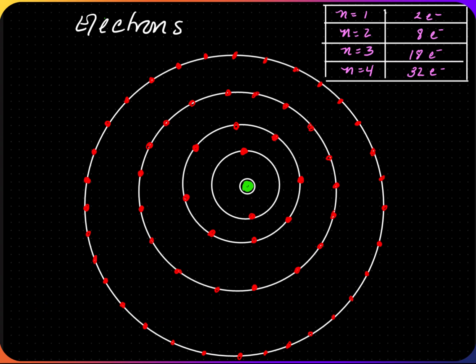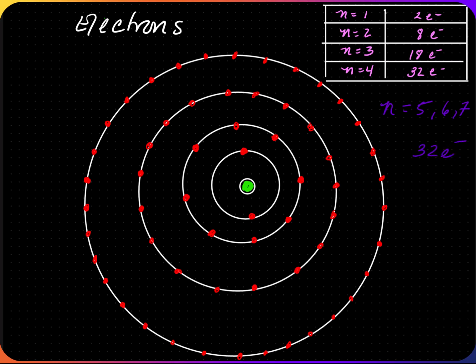If we look back at the Bohr model, if the green is the nucleus, the first ring is energy level 1, or n equals 1. There are 2 electrons maximum possible in energy level 1. The second ring is n equals 2. It has 8 electrons maximum. The third ring is n equals 3 and it's 18 electrons. n equals 4, energy level 4, is 32 electrons. Energy levels 5, 6, 7 will also have 32 electrons.